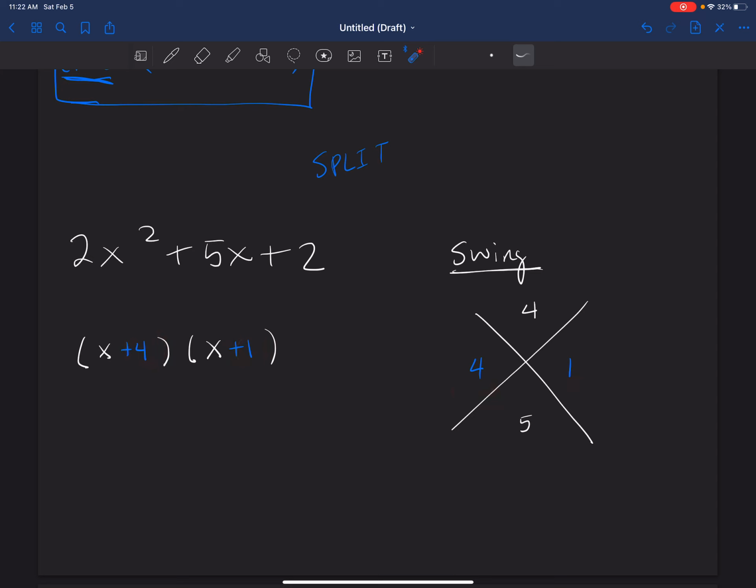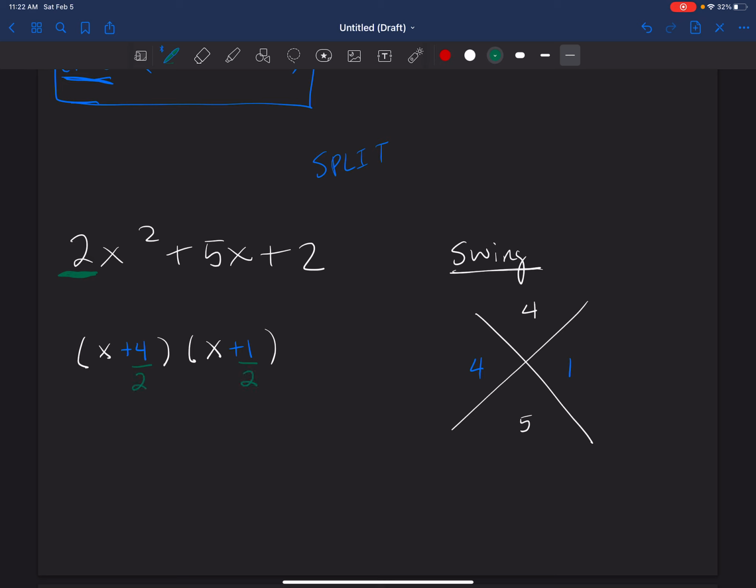Now, we need to take into consideration that this is not our answer, because we have a value where a is greater than 1. So what I'm going to do is I need to divide these factors by what I have here. So let's use a different color. I'm going to use green. And see this 2 here? I need to make sure that I divide both factors by my 2.